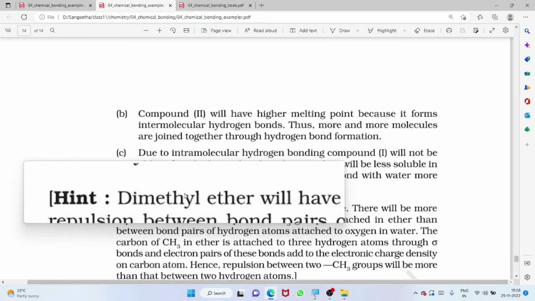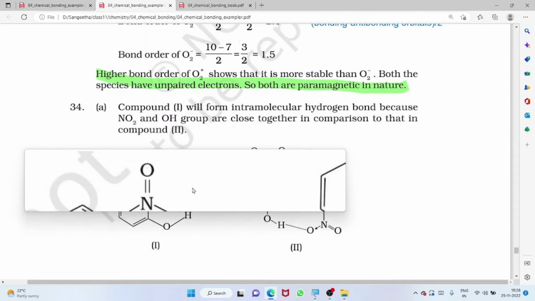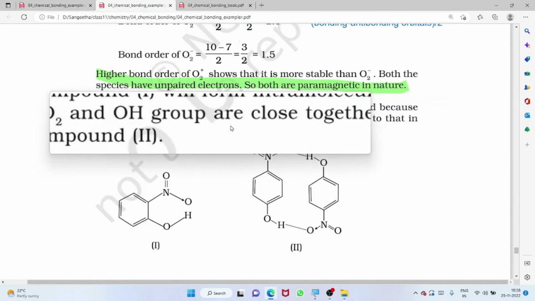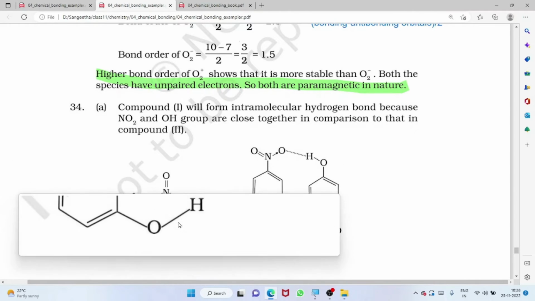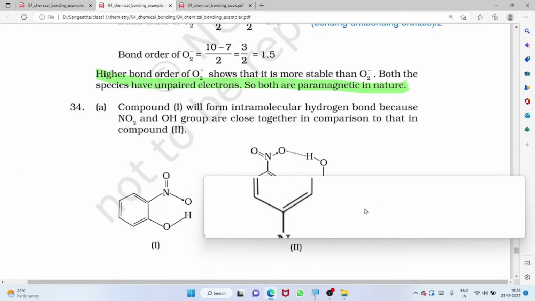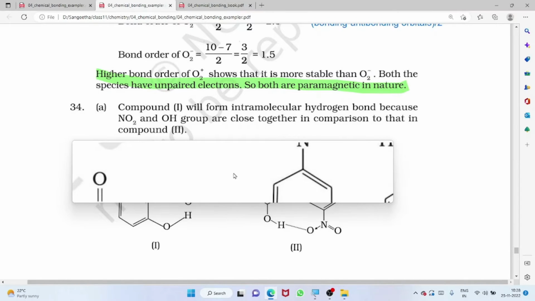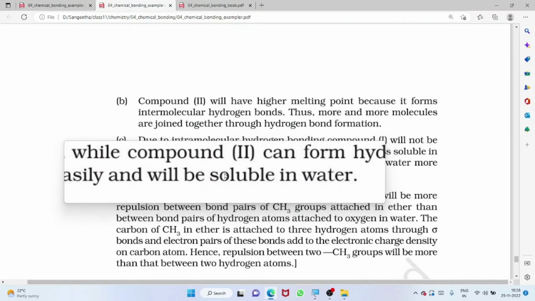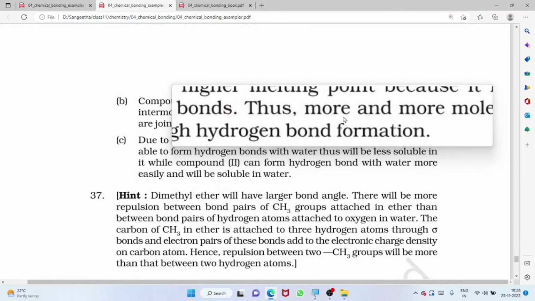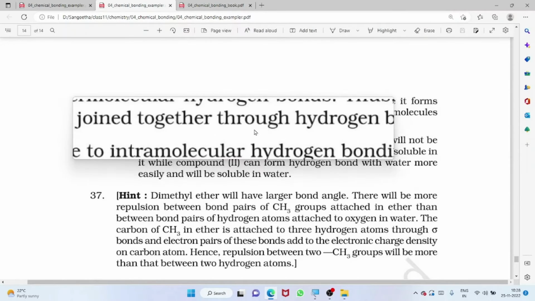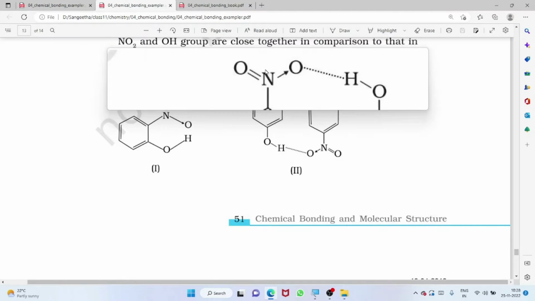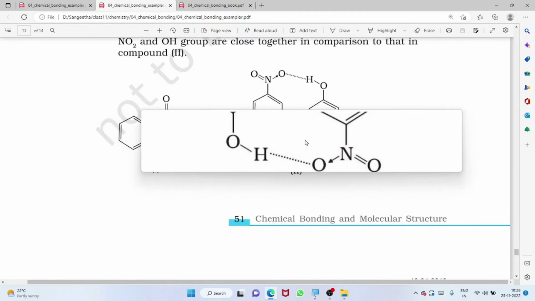Here they have given the answer for A. Compound 1 will form the intramolecular hydrogen bond because the NO2 and OH groups are close together. Here NO2 and OH are close together, which is why intramolecular hydrogen bonding is formed within the molecule, in comparison to the other compound 2. For the answer B, compound 2 will have the higher melting point because it forms intermolecular hydrogen bonds. Thus more and more molecules are joined together by hydrogen bonding. Here it forms hydrogen bonds between the molecules, so the melting point will be higher for this compound.